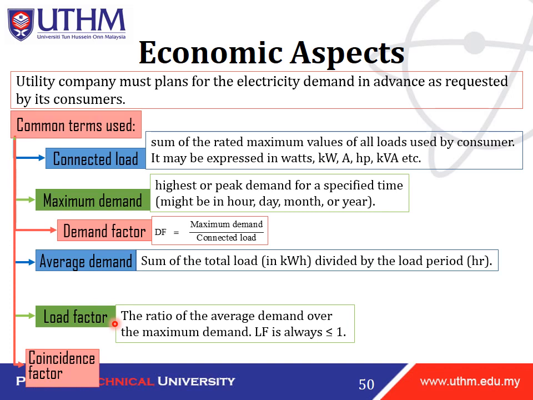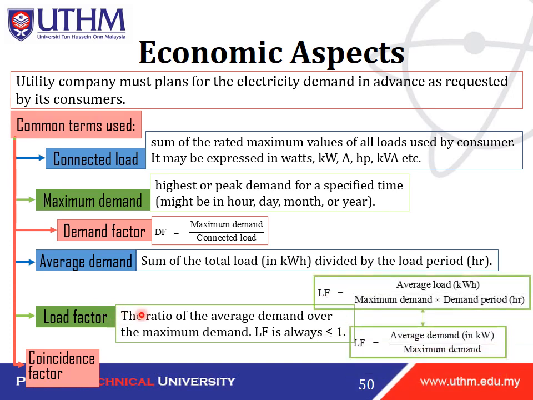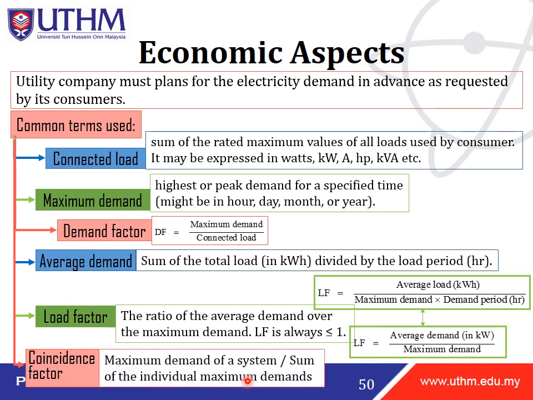The load factor is the average demand over the maximum demand. Load factor is always less than 1. So, this is how to calculate the load factor: average load in kilowatt hour divided by maximum demand times demand period. And then also can be used average demand in kilowatt divided by maximum demand.